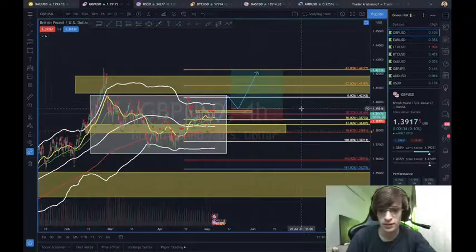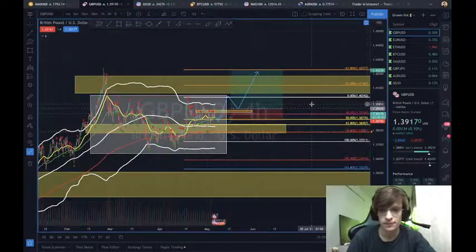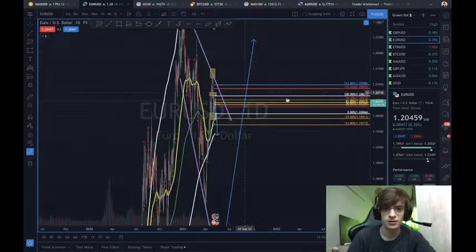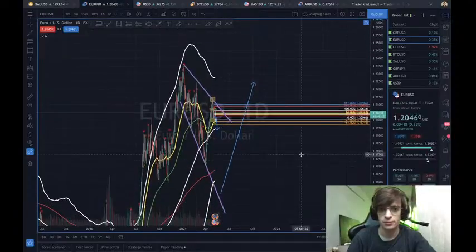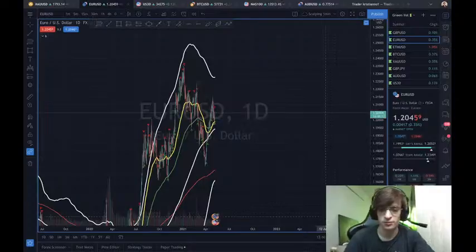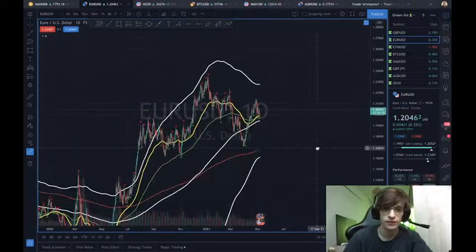So let's add an alert here. Great. The next one is EUR US dollar. I already did something here, but I removed it because obviously I want to do it live again.